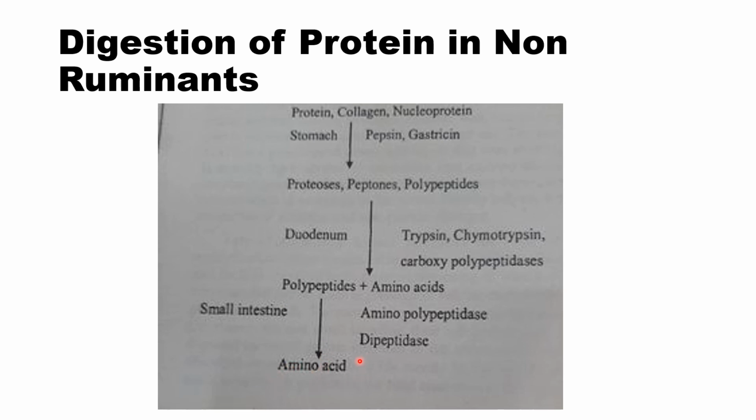So, overall, in the digestion of protein in non-ruminant, it will start in the stomach and then it will end in the small intestine, and the end product of protein digestion doon sa small intestine is amino acid. So, yun yung laging tatandaan natin.